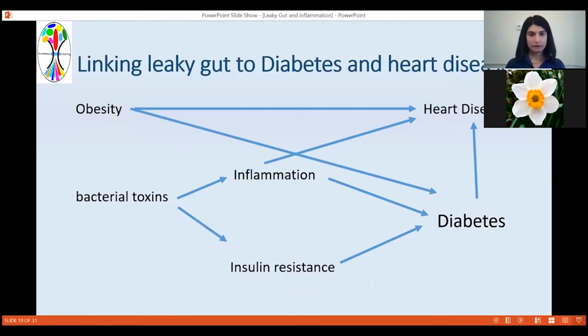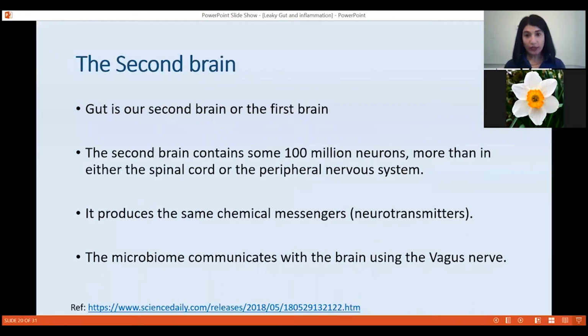Okay, let's get into the role of leaky gut in mood and neurological diseases. What is the connection between the gut and the brain? So the gut has actually been called the second brain, and there is a very good reason why that's the case. We all know that most of the nerve cells, or neurons as we call them, are present in the brain. But what we also know is that the second largest group of nerve cells is found in the gut. And the gut contains 100 million neurons, which is way more than all the neurons in the rest of the body except for the brain.